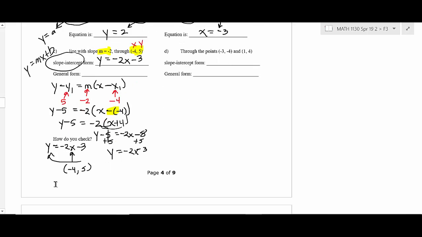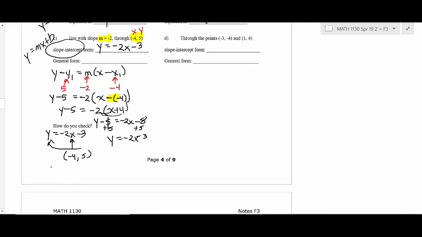Okay, so that one you would just end up having 5 equals -2 times -4 minus 3. That works. Okay, so these problems are 100% checkable. You can always just take the point and plug it into your answer, and if it works, then you're right.